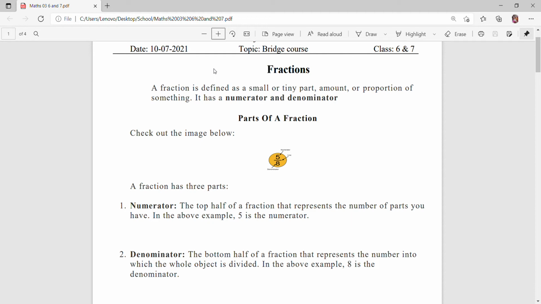What do you mean by fractions? You already know about the meaning of fractions and how to solve fraction problems, no? Fraction is nothing but dividing an object into equal parts or unequal parts. See the definition. A fraction is defined as a small or tiny part, amount, or proportion of something. It has a numerator and denominator.